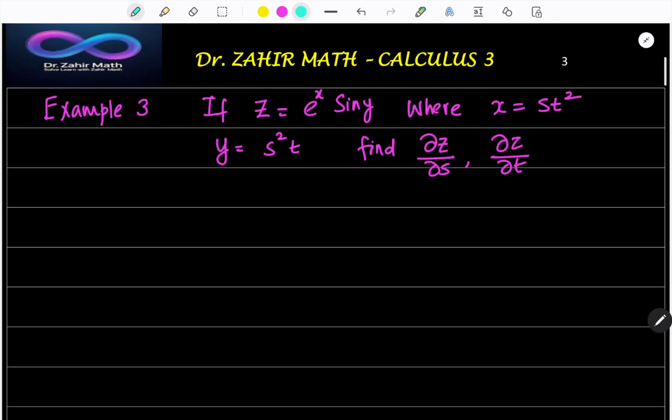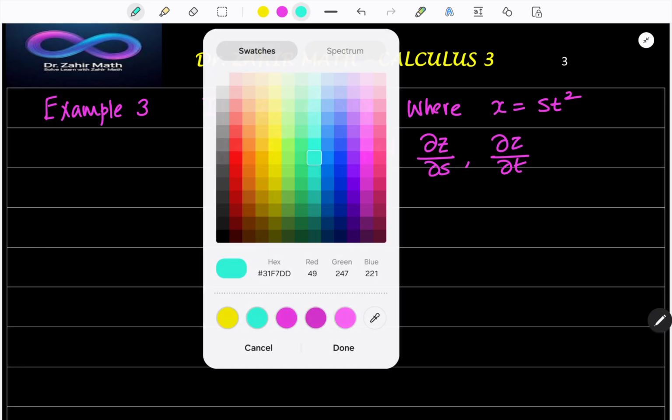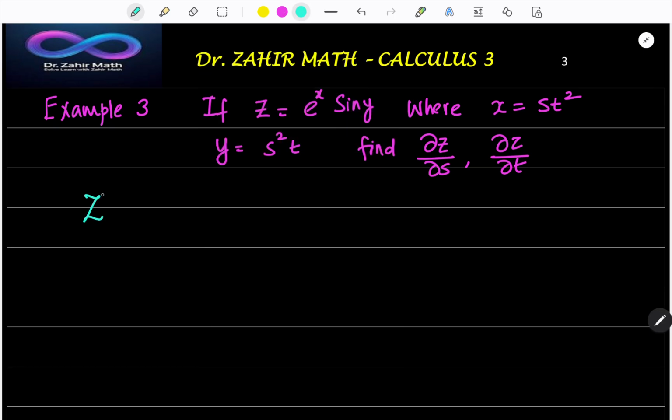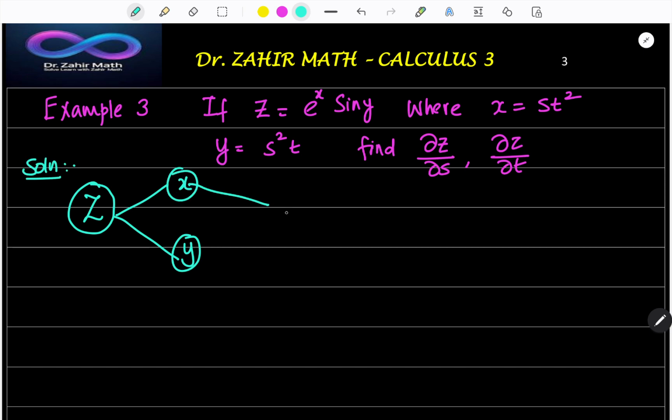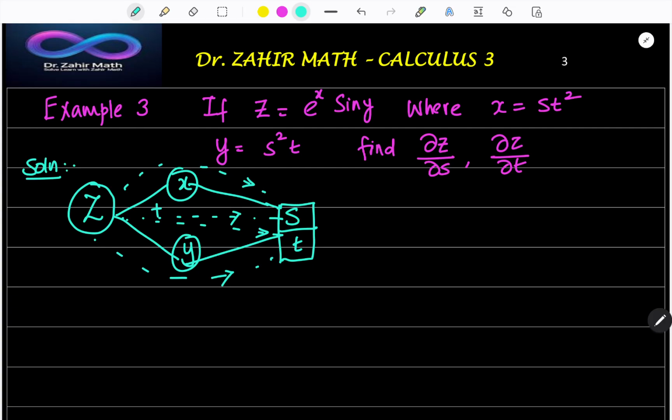Let's go to the next question, right? Next question, look at the diagram, all of you. Z is a function of two variables, x and y, right? And x is a function of two variables, s and t. Keep in mind, two variables. Y is also a function of two variables, s and t. So you're going to reach this by this way, and then plus you're going to reach this by this way. There are two questions, dou z by dou s and dou z by dou t.